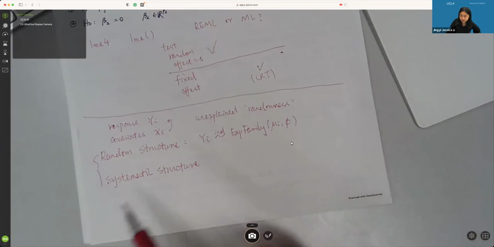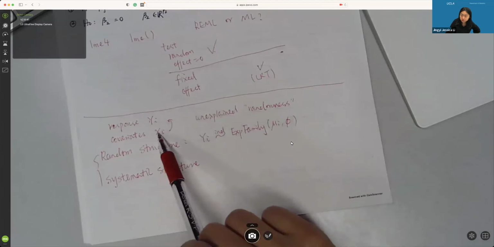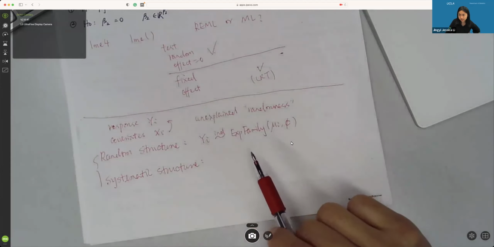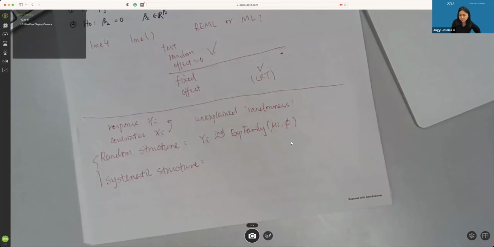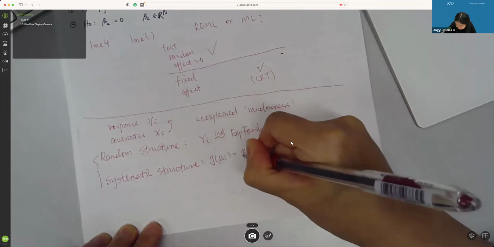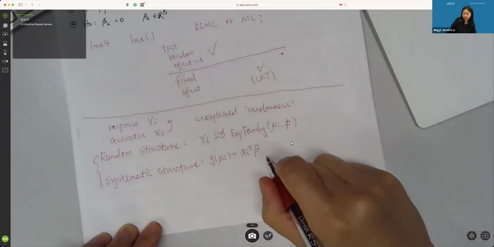The systematic structure is what we will use for prediction. It is how we are going to link μi to xi. So depending on the form of the random structure, exponential family, because μi may be between 0 and 1, like a probability, or μi may be positive. But xi can take real values. So therefore, we need some transformation of μi to be reasonable, so they can be a linear function of xi. So therefore, we write g of μi being xi transpose beta. So this is the linear part.